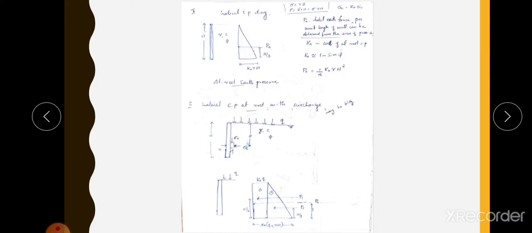So if there is any surcharge, this is the case. This is the retaining wall and it is the backfill soil which is retained by this retaining wall, and the height of the retaining wall is h. Here there is a surcharge weight of q. So what is meant by surcharge? Surcharge means the loading imposed at the surface of the backfill soil. This loading may be uniform load or line load or any isolated load, etc.